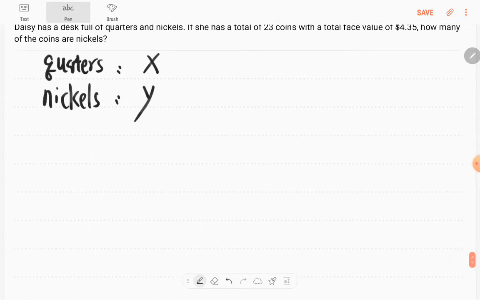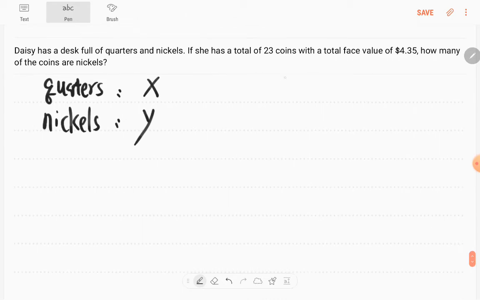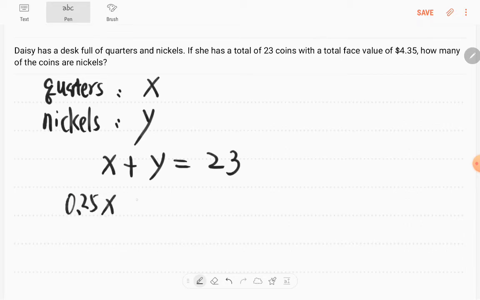So the total number of coins is X plus Y equals 23. The value of the quarters is 0.25 times X, and the value of the nickels is 0.05 times Y. If you add them together, the total face value is given by 4.35. Now we want to know how many nickels, so we want to solve for Y.